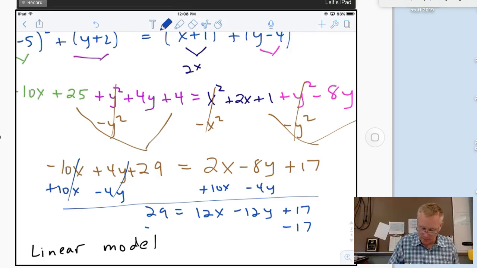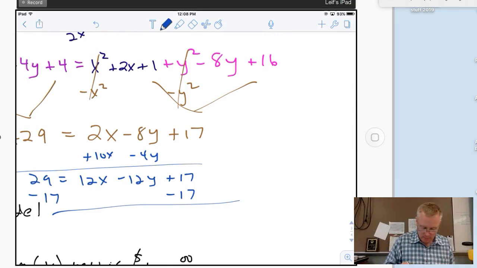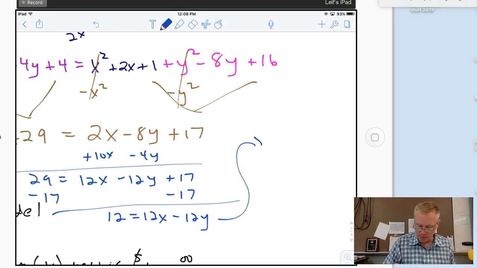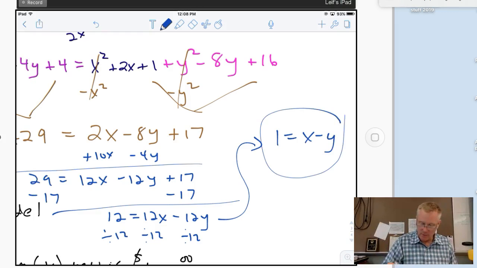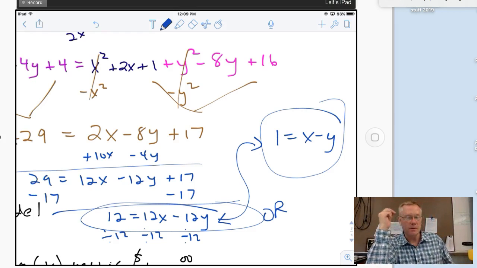The last step is subtract 17 from both sides. Running out of space. So I got, 29 minus 17 is 12, equals 12x minus 12y. Or, what's even better is if I divide all those by 12, I get 1 equals x minus y. That's really the best answer. But if you give me that one, I'll take that one too. But I would prefer the other one. All right. Okay. So that was that one.